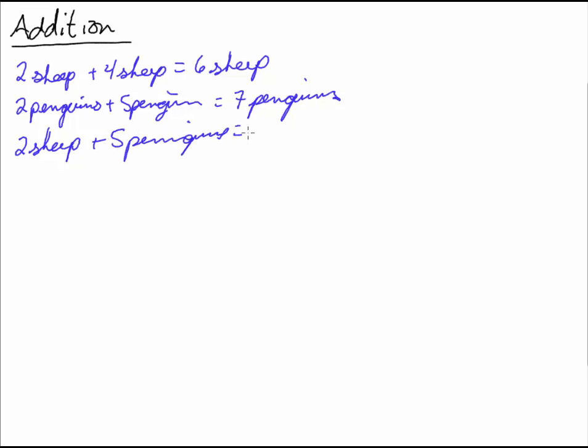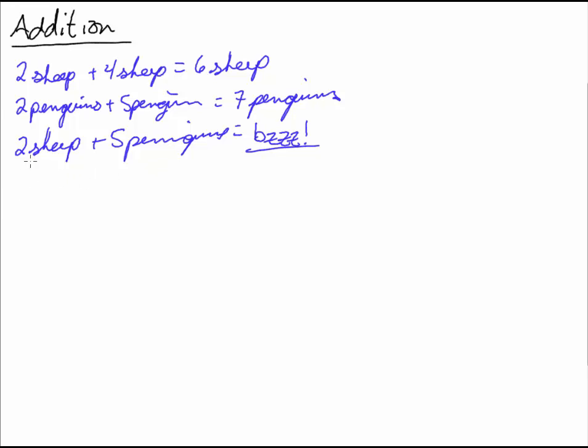If you have that, you're like, oh no. You can't do anything with it. Bzzzt, thanks for playing. 2 sheep plus 5 penguins is exactly 2 sheep plus 5 penguins. You'll have some smart aleck at some point say, 2 sheep plus 5 penguins is 7 animals. Notice what the guy actually did.